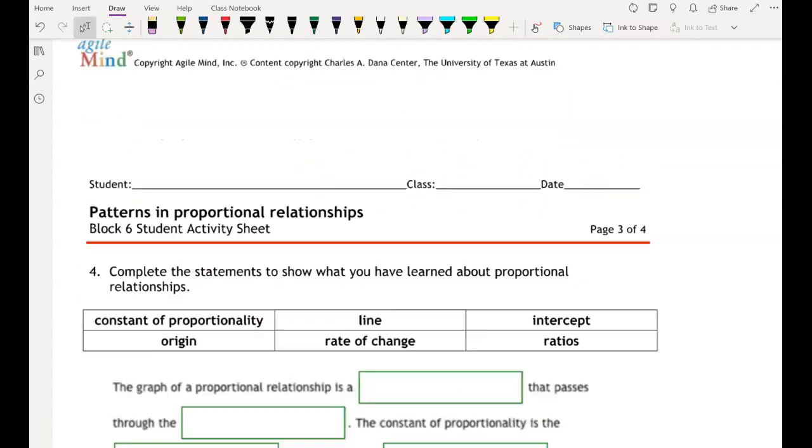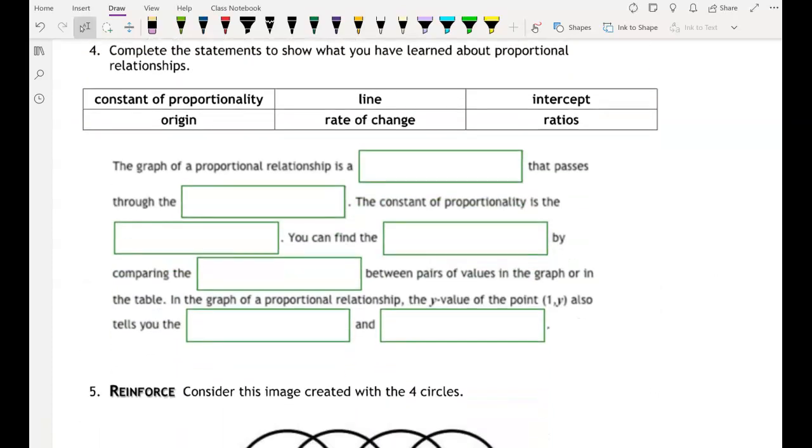Moving on to the next page. We should be able to complete this statement to show what we've learned about the proportional relationships. Here's what I want you to do. No cheating. I want you to fill this in. Fill in the table as best you can using the word bank.